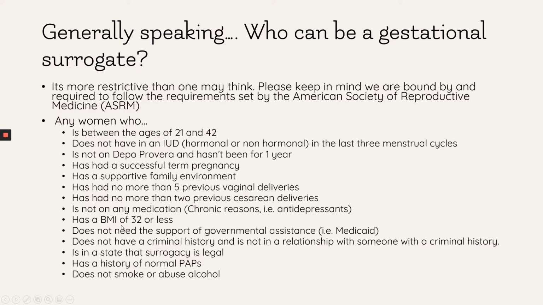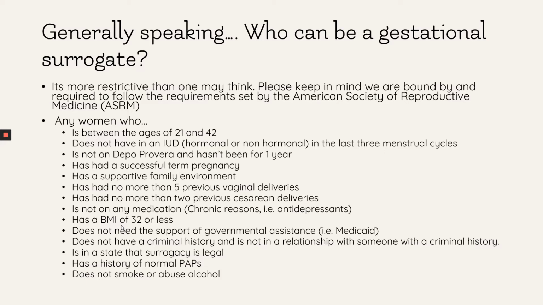So generally speaking, who can be a gestational carrier or gestational surrogate? It's more restrictive than you may think. Please keep in mind we are bound by and required to follow the requirements set by the ASRM, which is the American Society of Reproductive Medicine. They have guidelines and you can visit those guidelines and recommendations online. They are a wonderful resource for information on the medical, ethical requirements behind surrogacy and a lot of information on what you can expect as well. So they are always our go-to. So it's a good place to check out and become familiar with the expectations set by our overseeing medical body.